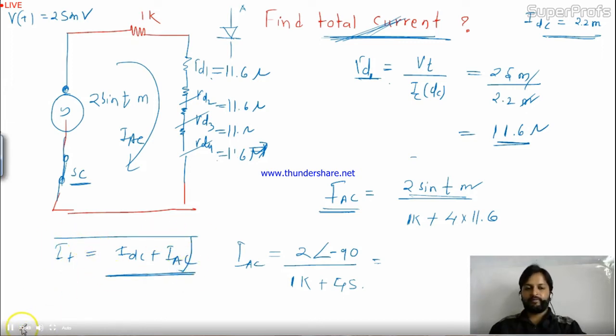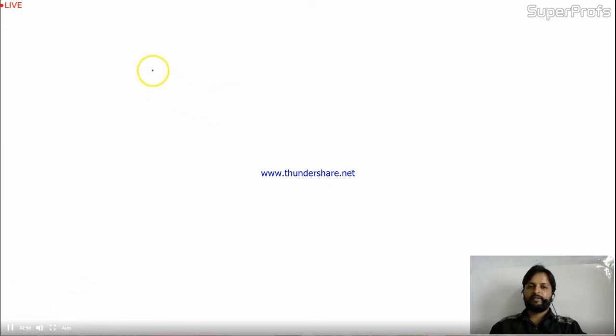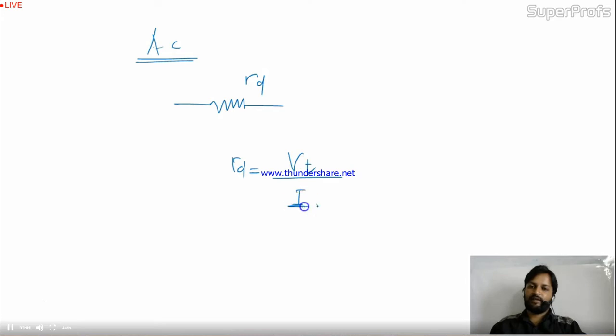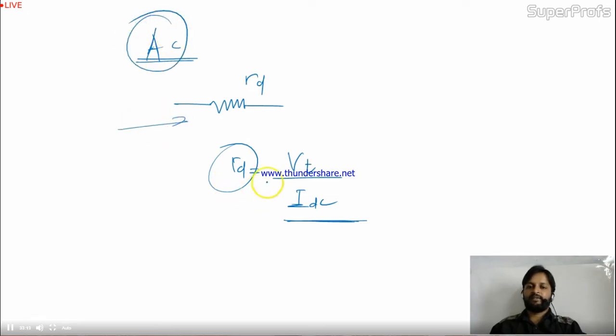So remember one thing. For AC, the diode is working like a resistor R_D, whose value R_D is given by V_T divided by I_DC. Means if the DC part is given in the circuit, first get the current I_DC. For R_D, which is working in the AC circuit, R_D is nothing but V_T divided by I_DC ohm. Just replace the diode by R_D in the AC circuit. I hope the concept is clear to you.